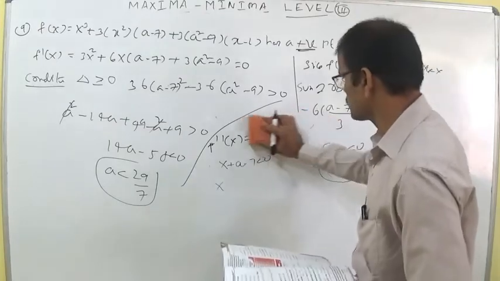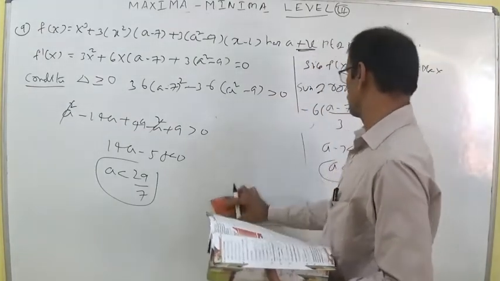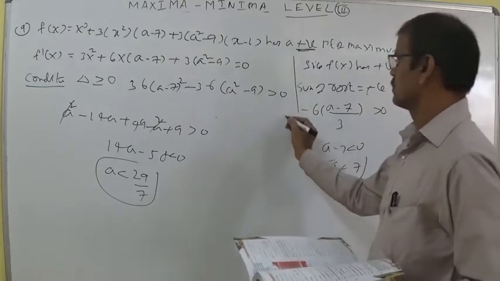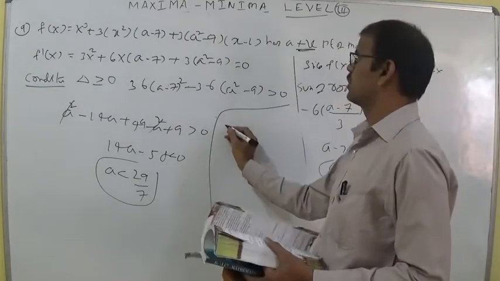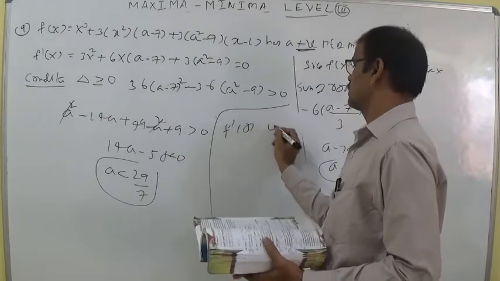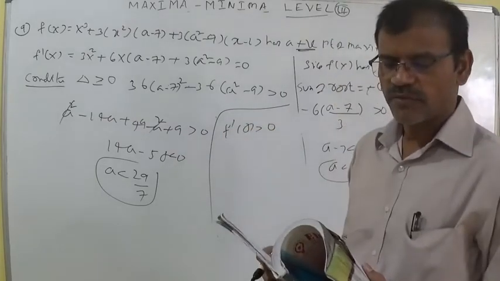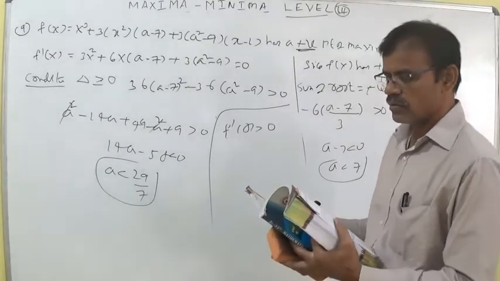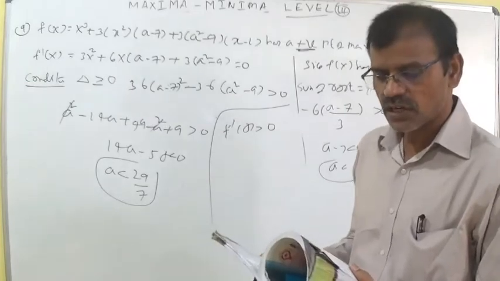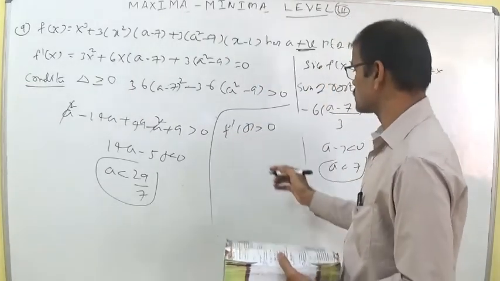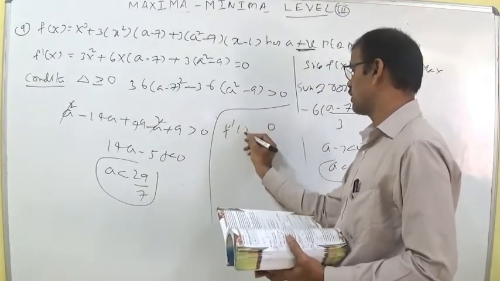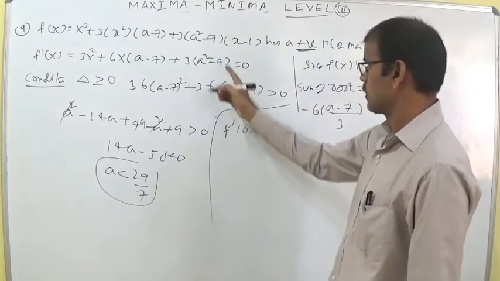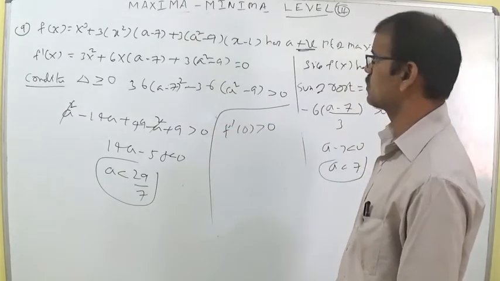Okay students, using f double dash x we did not get the answer. So if we write f dash 0 greater than 0, f of x has a point of maximum, a positive point of maximum. That is why if we substitute 0 in f dash, it should be greater than 0. If we substitute 0, then what is the value? f dash of 0 greater than 0.